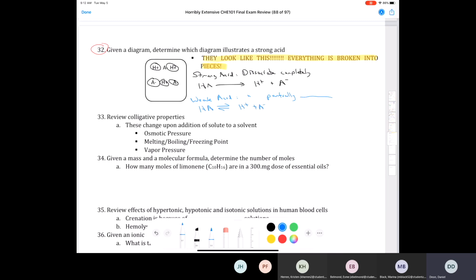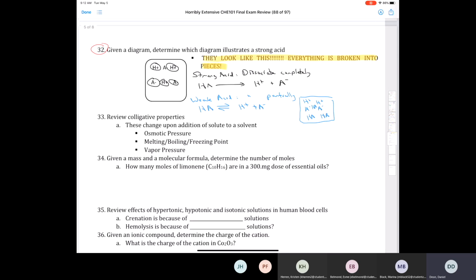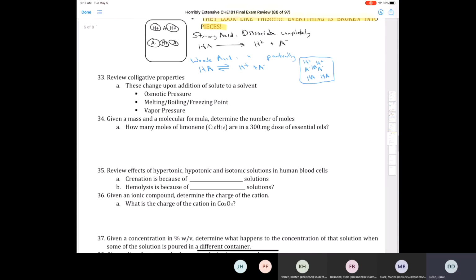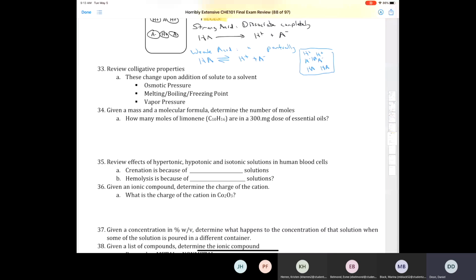So what would that look like in a solution, right? If you had a solution, you'd have some H plus and some A minus, and some H plus and some A minus, but you'd also have molecules that are still intact, right? Anyhow, artist's rendition. Okay, number 33 says review the colligative properties.